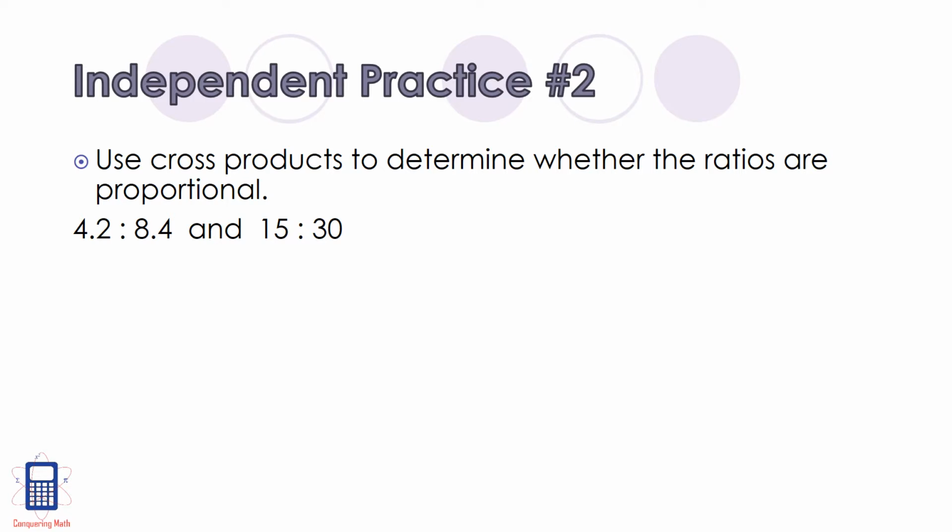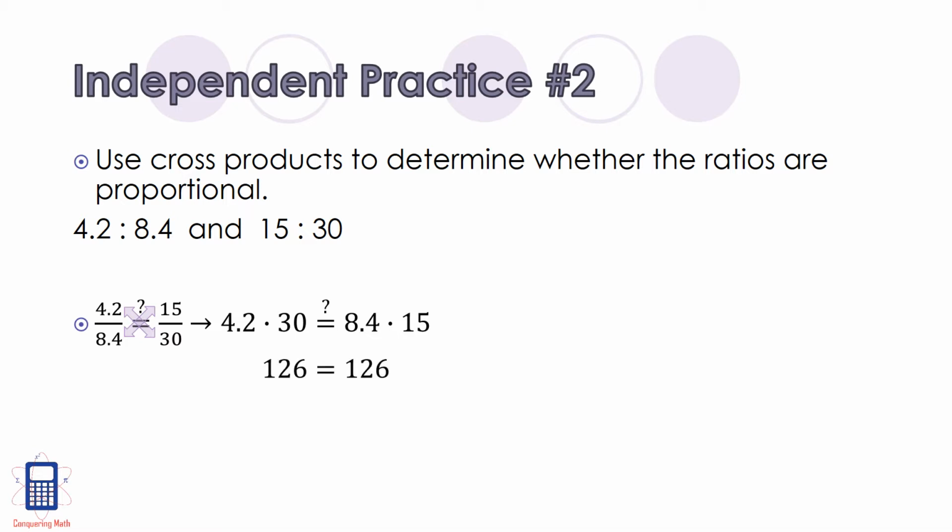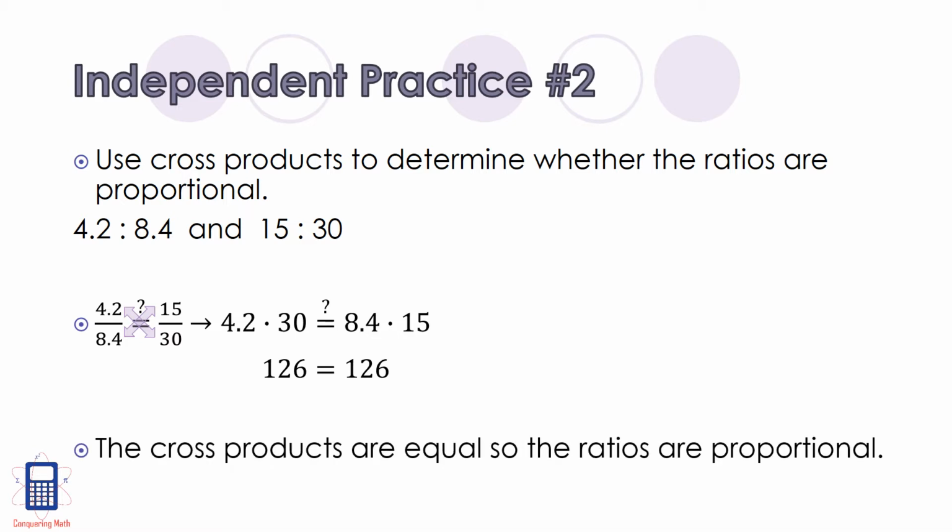Are you ready? The first thing you need to do is set the two ratios up as fractions and set them equal to each other. So we have 4.2 over 8.4 equals 15 over 30, and we've got a question mark above the equal sign because we're not entirely sure that it's true yet. So now we'll cross multiply, and we have 4.2 times 30 equals 8.4 times 15. If we multiply these out, we find 126 equals 126. This is true, so the cross products are equal, which means the ratios are proportional.